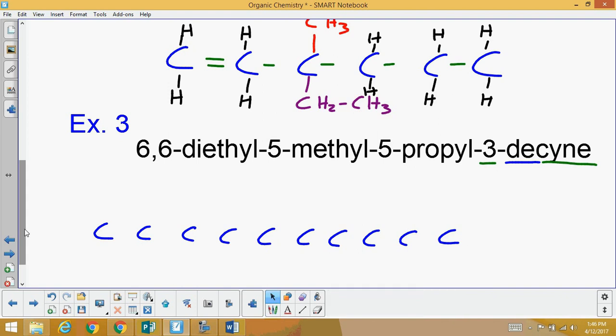10 C's. Add in our triple bond, which is that's carbon 1, carbon 2. That is our triple bond. So carbon 3 has a triple bond. There's only 1 of them. Everything else gets single bonds.